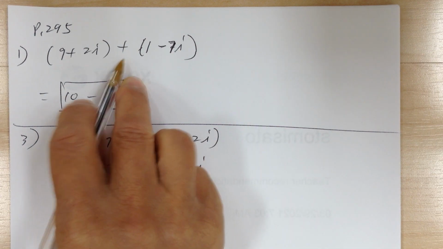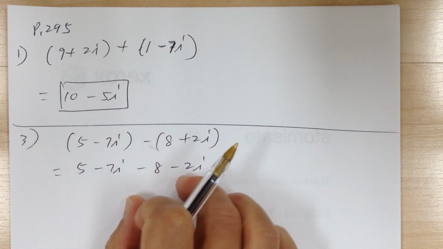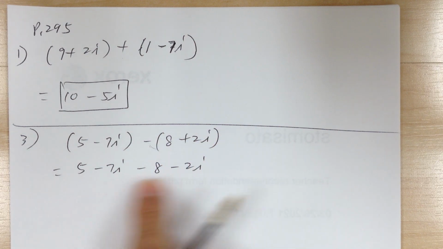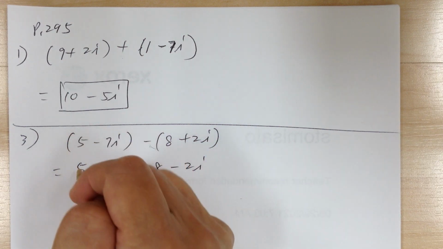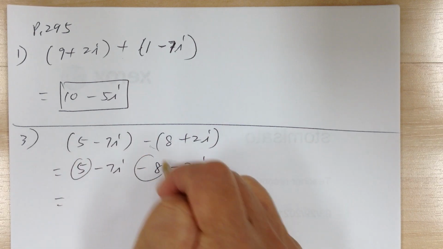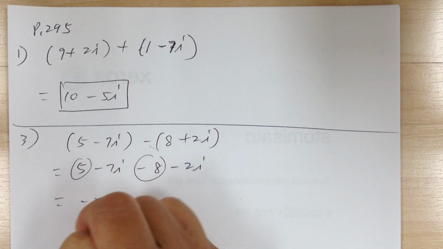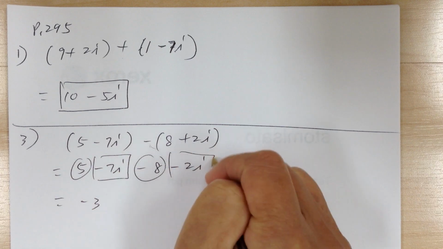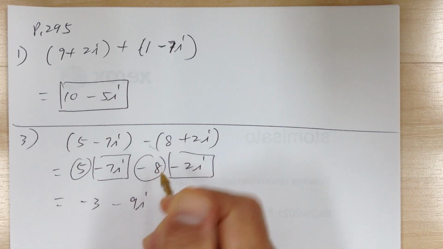So again, if it's addition, you can just add. But if it's a subtraction, you have to be extremely careful. You want to go and change the sign. So now you can add the corresponding parts. The real part will give you minus 3, and the imaginary part will give you minus 9i.